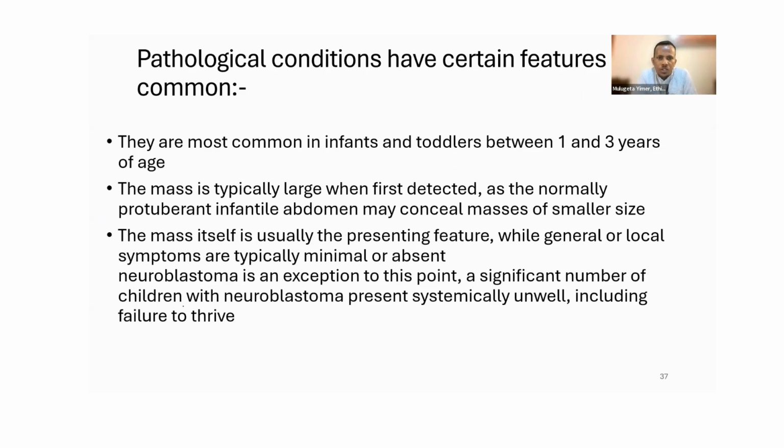So pathological conditions in the abdomen have some commonalities. Most common tumors happen during infancy and toddler age, between 1 and 3 years of age. It's typically large when it's detected. It could be the presenting feature, the mass only with limited local symptoms, but the exception is neuroblastoma. We have said neuroblastoma had extensive systemic manifestations.